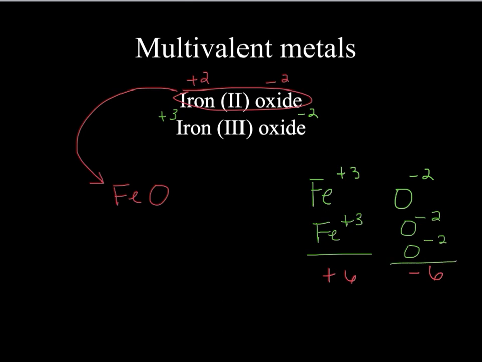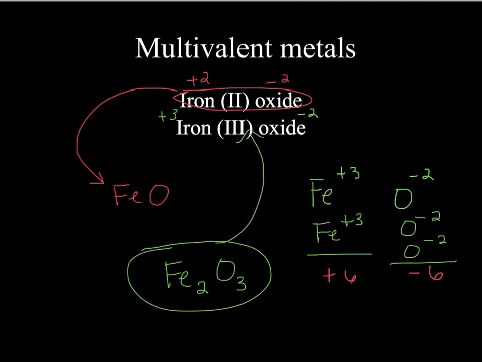So notice now, if I put 2 irons together, Fe2, and 3 oxides, O3, I now have a neutral compound. And this is iron 3 oxide.